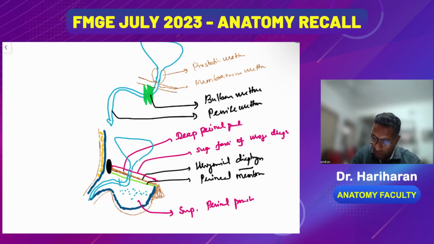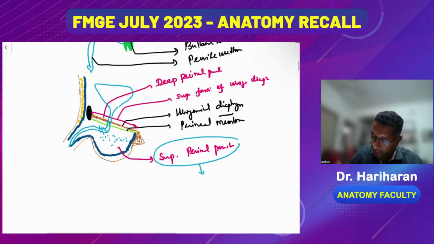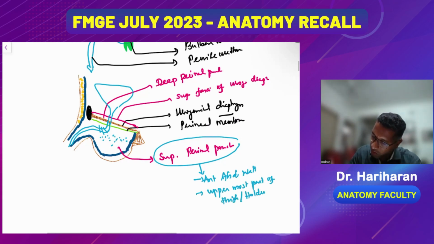Now, what is this pouch called? This pouch is called the superficial perineal pouch, and it is connected to the anterior abdominal wall. It is connected to the uppermost part of the thigh up to the Holden's line. Clear. And it is connected to the scrotum, the penile area and the penis. So the superficial perineal pouch is connected to all this.